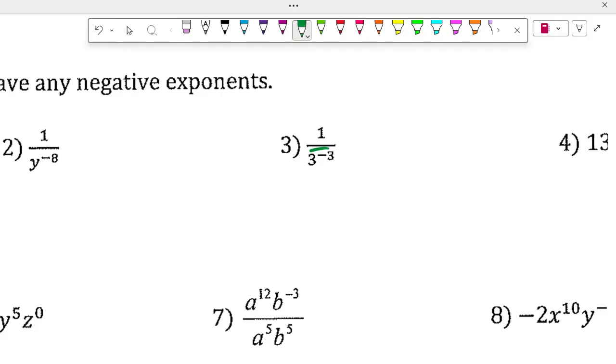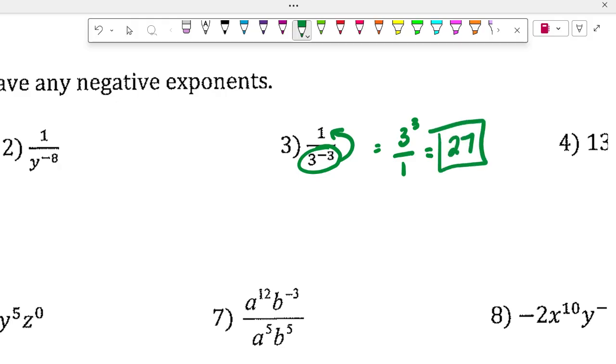The negative exponent is right here. I don't want it to be negative anymore. We don't like negative exponents. I want to make it positive. So what do I need to do with it? Move it to the numerator. So this becomes 3 cubed over 1, which is just what? 27. Positive 27.